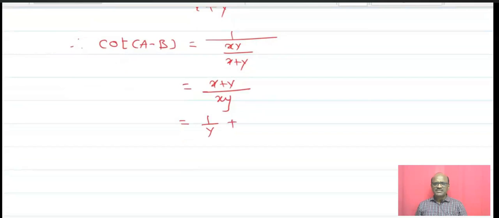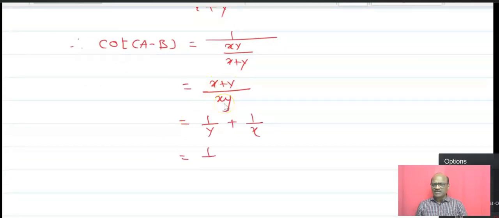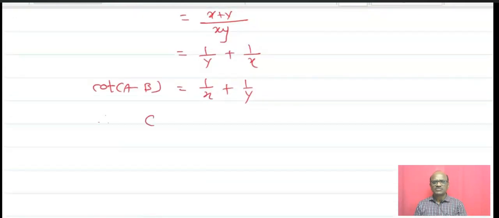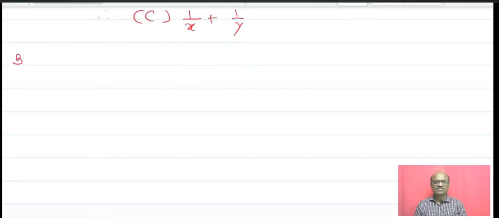Now split this up. How is it split up? That is x plus y upon xy. Means what? x upon xy, that is x gets cancelled. You will get 1 upon y. Plus y upon xy. Again y gets cancelled. You will get 1 upon x. And hence the answer is 1 upon y plus 1 upon x. See this here, 1 upon x plus 1 upon y. That is the cot of A minus B is equal to. The correct answer is 1 upon x plus 1 upon y.